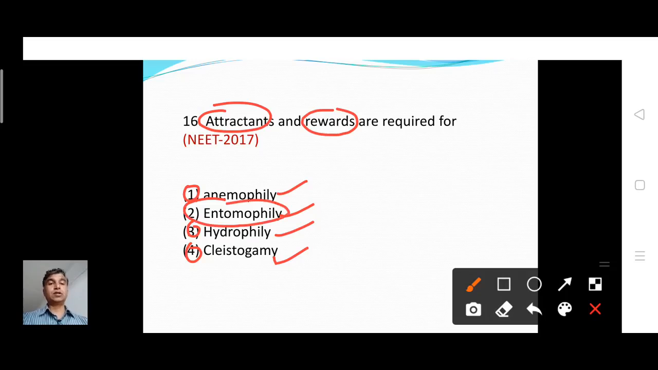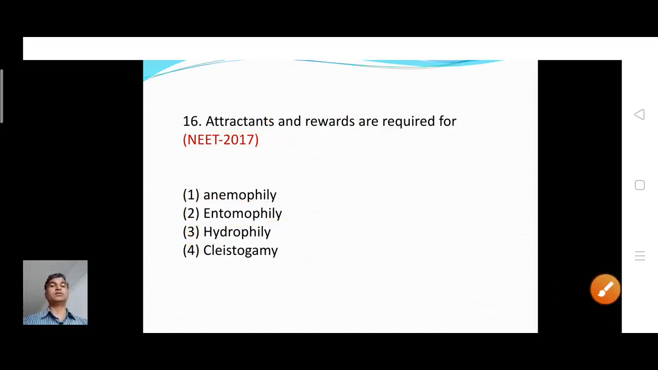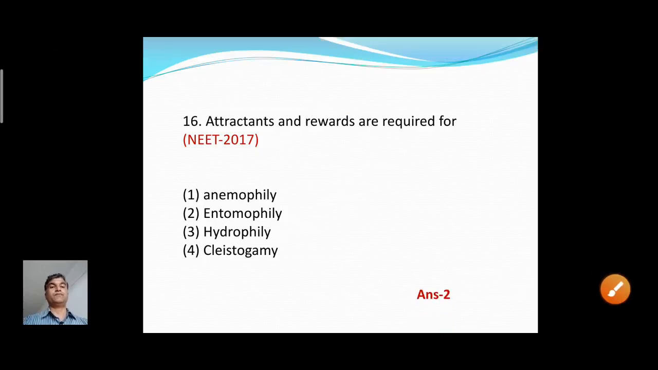To attract the insect toward the flower, either we have to provide the reward in the form of nectar or pollen grains. In some cases, a safe place to lay the egg. Attractant means they are colorful, showy, and sometimes they even produce nectar. Clear? So, entomophily requires attractants and rewards. Answer is the second one.